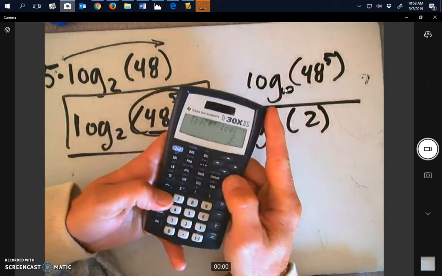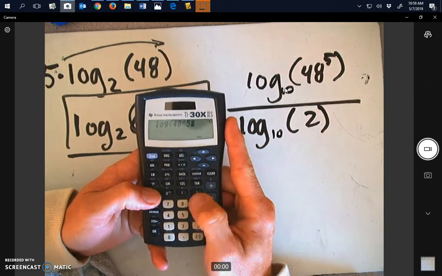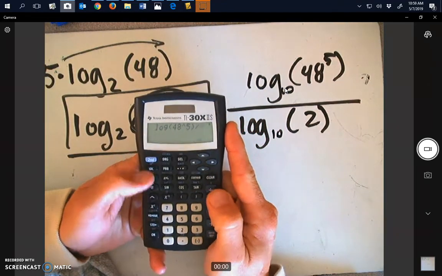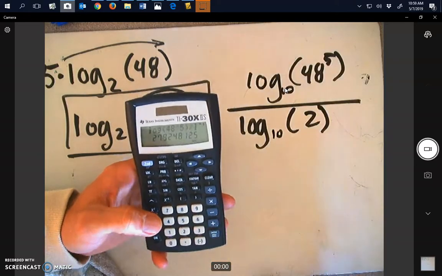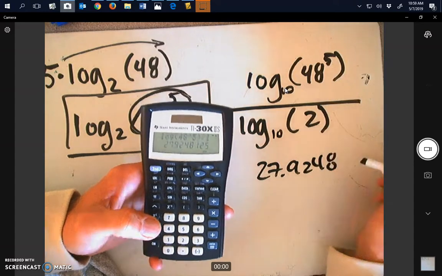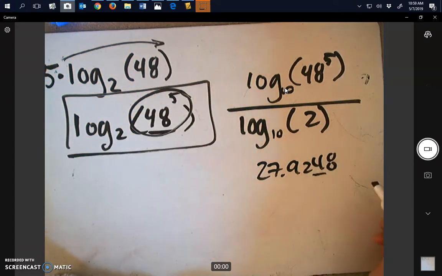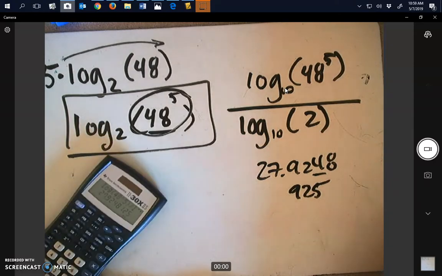So now we're going to do it in our calculator. Log of 48 to the 5th power divided by log of 2 turns out to be 27.9248. We want to round to the nearest thousandth, which is going to round up, so we get 925. So 27.925.